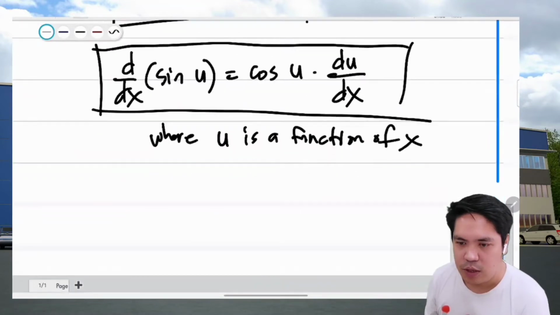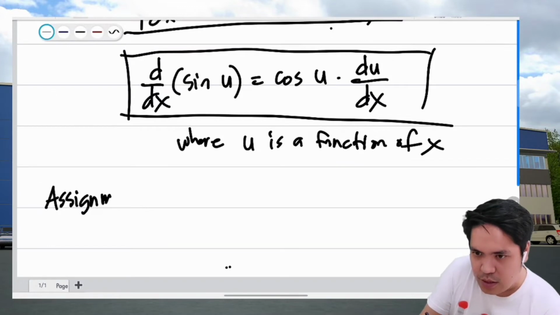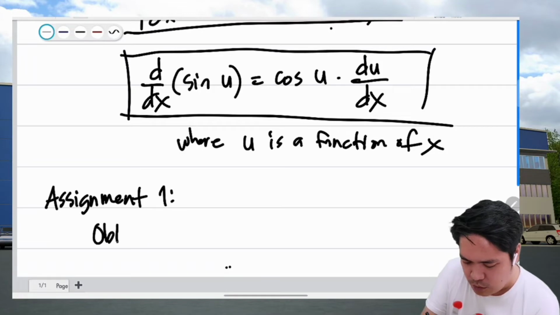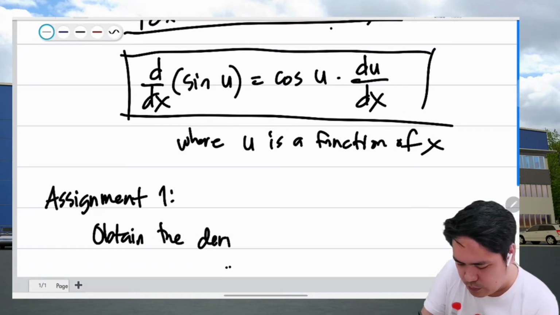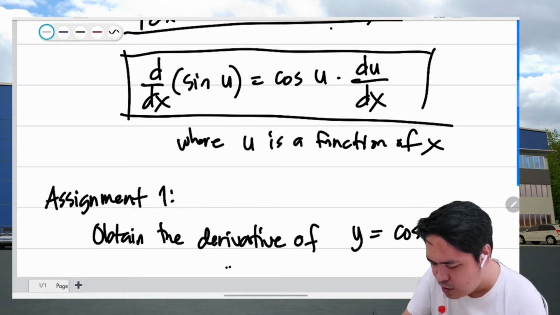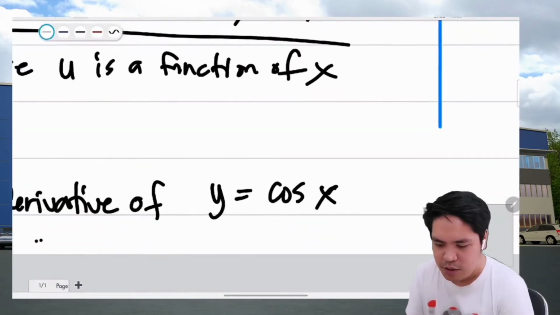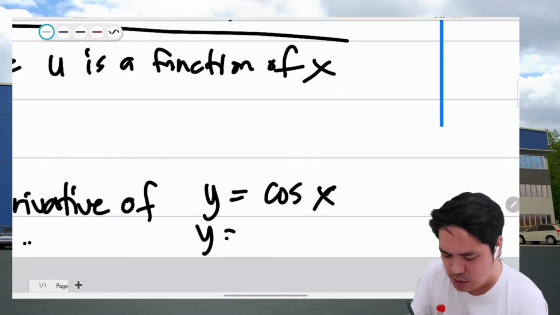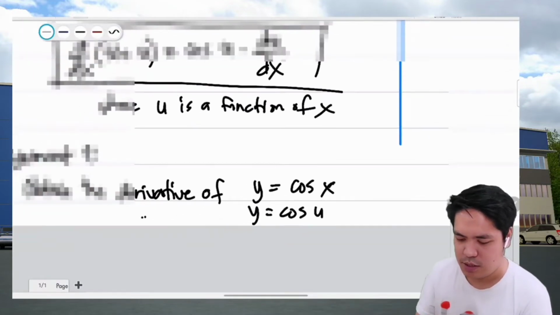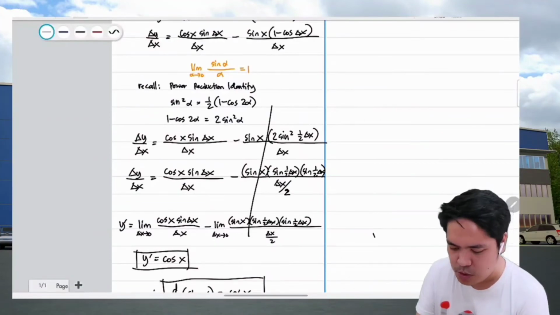Okay? So for your first assignment, assignment 1, you obtain the derivative of, alam nyo na, y equal to cosine x. Then i-generalize din ninyo as y equal to cosine u. Okay? Where u is a function of x. So this would be your first assignment. You just follow this formula, or this procedure, I mean, para ma-practice.